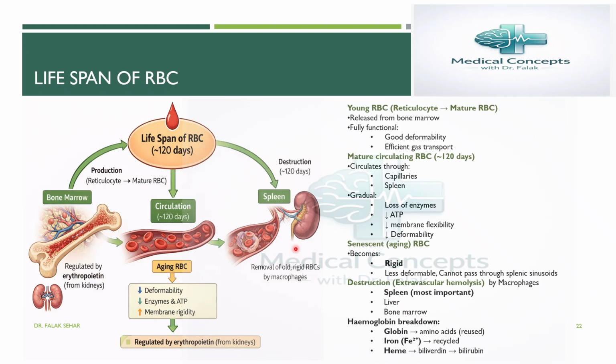After destruction, hemoglobin is broken down, globin is reused as amino acids, iron is recycled and heme is converted into biliverdin then bilirubin. So the entire life cycle from production to destruction is a continuous, well-regulated process essential for maintaining healthy red cell function.